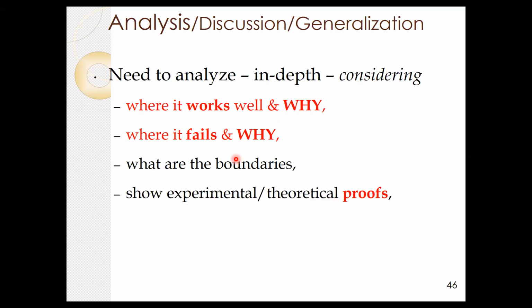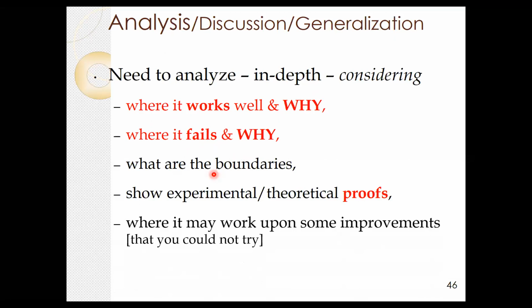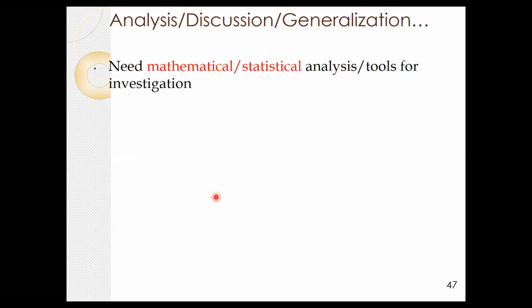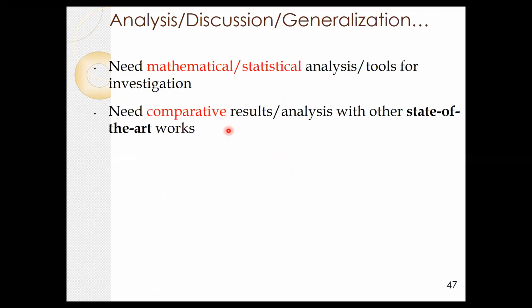But in the discussion part, you can give some kind of clue, because you did the work, so you know better than other people. So you can say that maybe this is the reason. But if you know a good reason, then you can refer to a standard journal or paper that did something similar, and we find similar results. So there is a relationship, we think. That's why it is important that you are very concrete on your findings and conclusions. You need mathematical or statistical analysis, tools or investigation. Compare results with other state-of-the-art works.